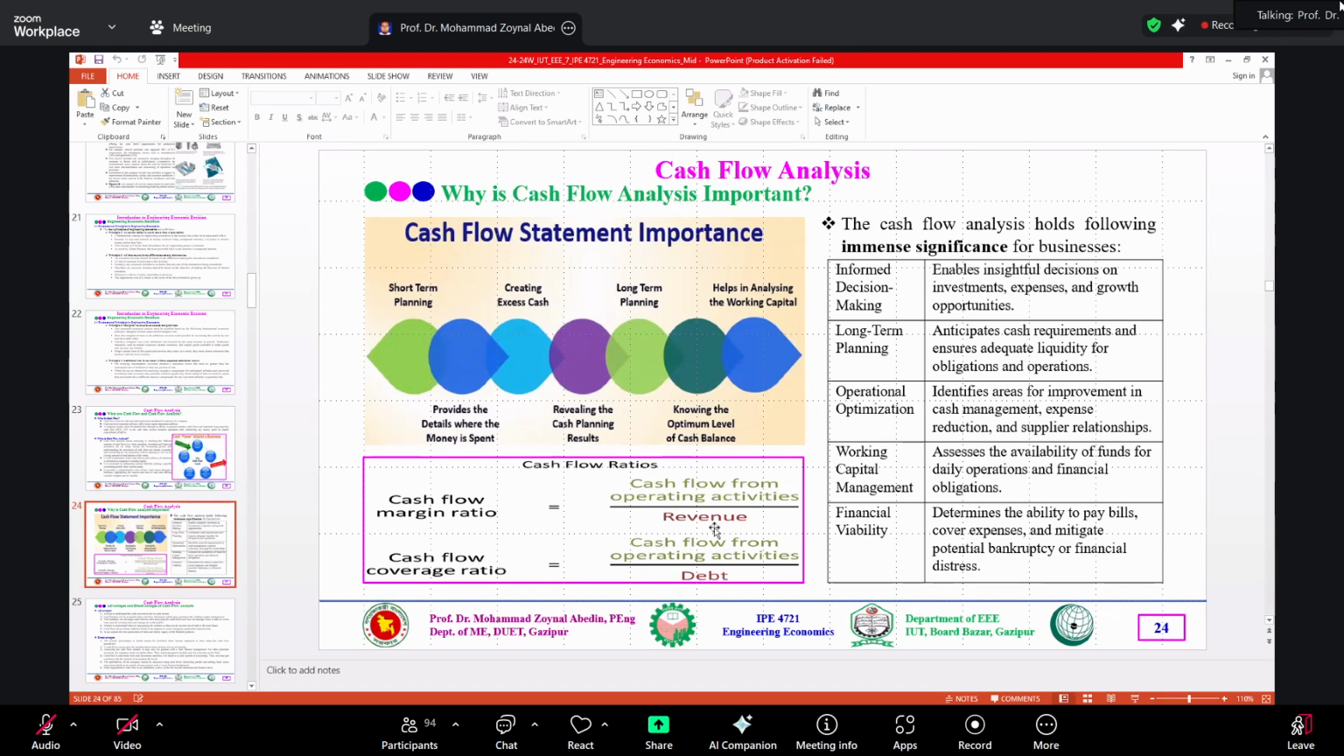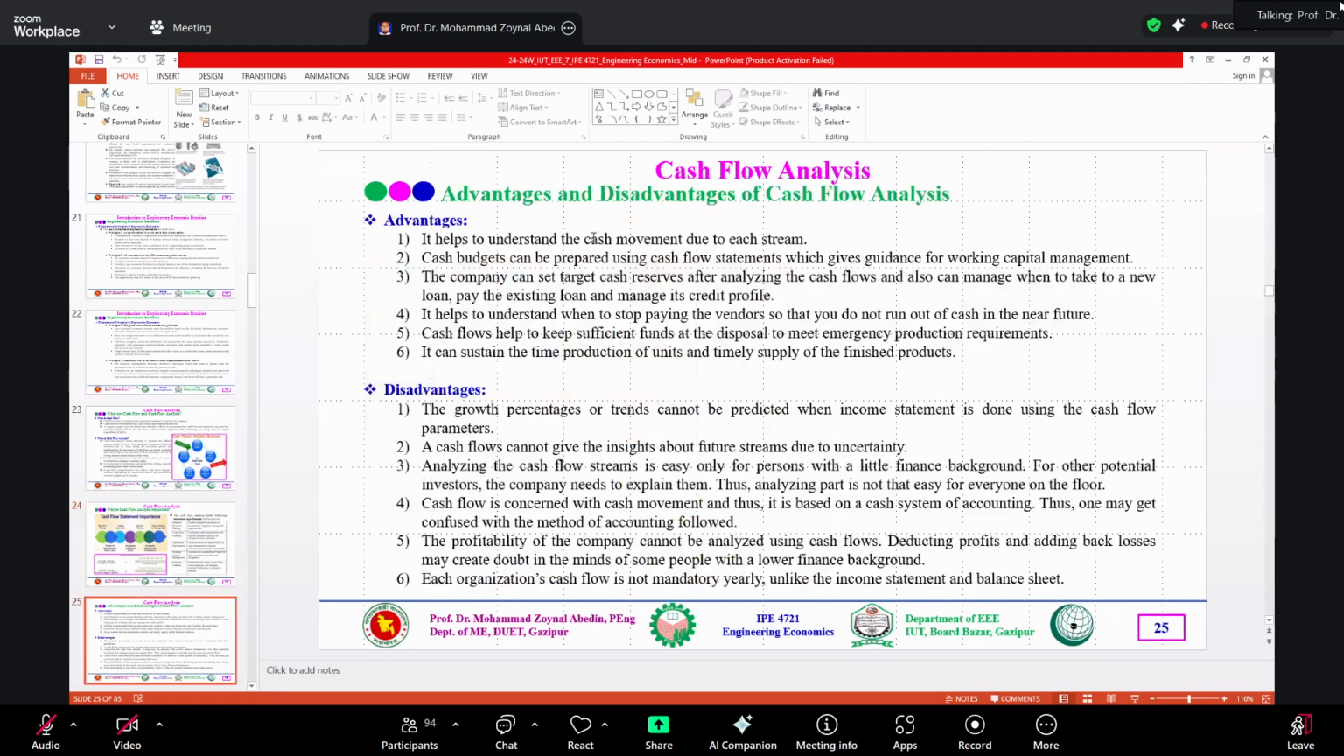Okay, this is the debt. One is the revenue, another one is the debt. So these two ratio we have to understand for analyzing the mathematical and also the financial statement. Let's talk about the advantages and disadvantages of cash flow analysis.